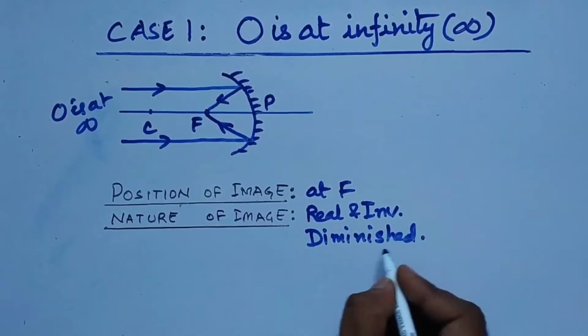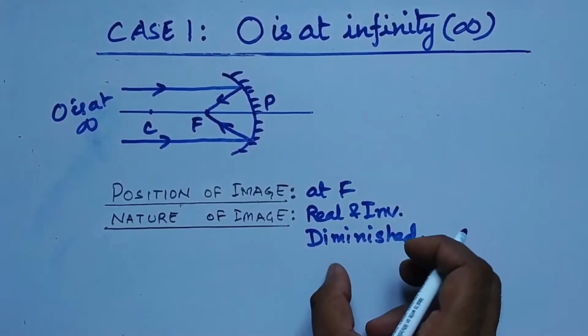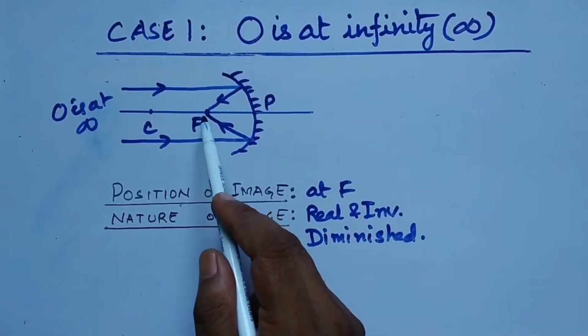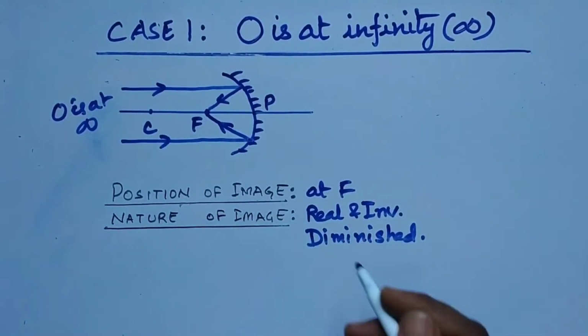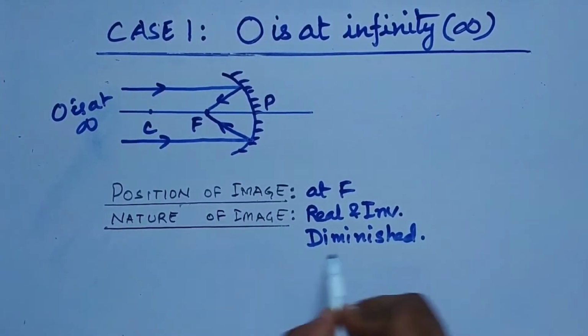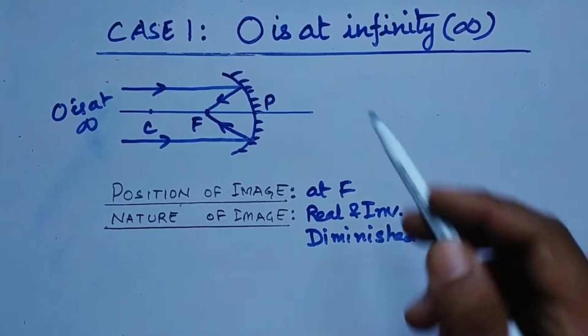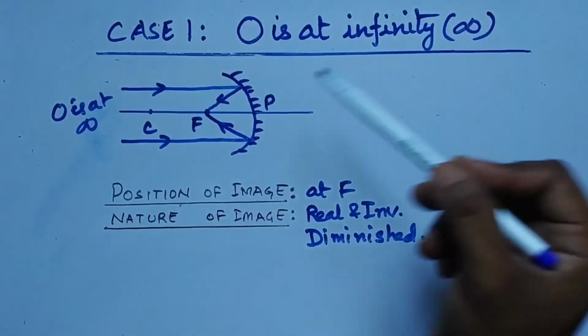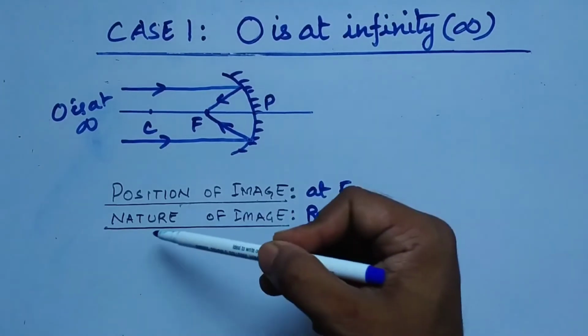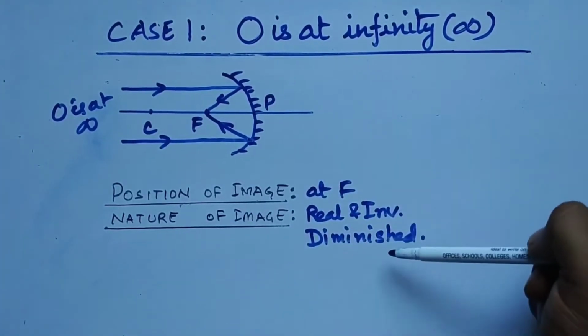What do you mean by diminished? Diminished means very small, means that size of the image formed is very small compared to that of the size of the object. So this is termed as diminished. So you have to remember, object is at infinity, image is formed at focus, position of the image will be at focus, and nature will be real, inverted, and diminished.